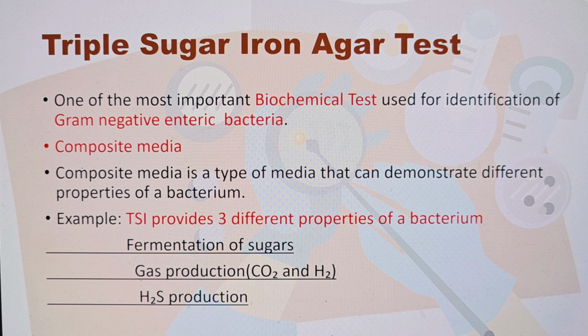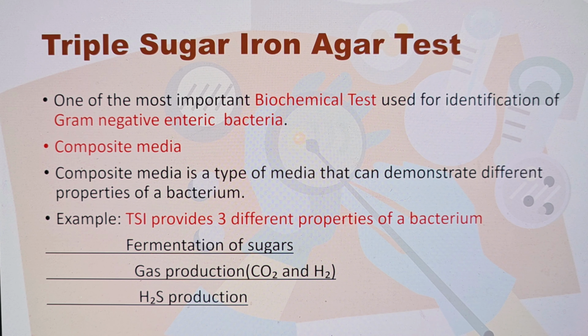It is a composite media. Composite media means it is a type of media that can demonstrate different properties of a bacterium. For example, TSI provides three different properties of a bacterium. First, fermentation of the sugars in the form of glucose, lactose and sucrose. Then gas production in the form of carbon dioxide and hydrogen gas. Then hydrogen sulfide production, that is H2S production.